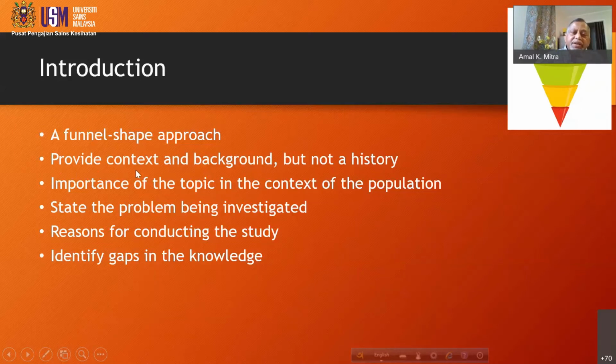So provide context and background, but not a history. Importance of the topic in the context of the population. If you work for Malaysia, what is the importance of the subject that you are going to study? It can be one population, it can be the general population, it can be even the world. So depending on the context of your population, you'll highlight the topic. What is the importance? If you work for public health, what is the public health importance of that topic in the population?